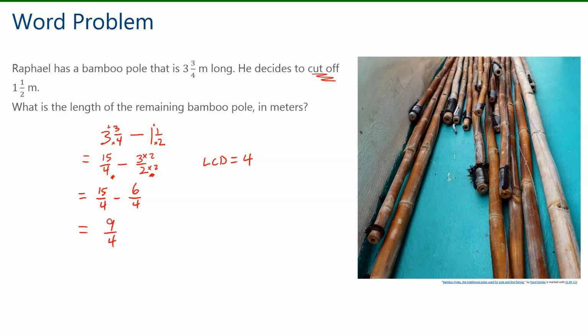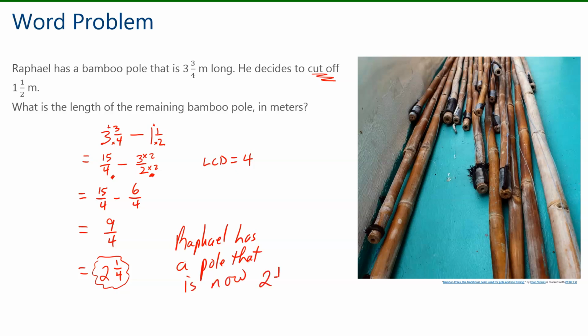Change this improper fraction to a mixed number. I can get 2 full groups of 4 out of 9. That'll give me 8, so I have 1 left over, so 2 1/4. We can say that Raphael has a pole that is now 2 1/4 meters in length. Please don't forget that you should always include units in your final answer if they're given in the question. So in this case, we had meters, so I put meters in my final answer.